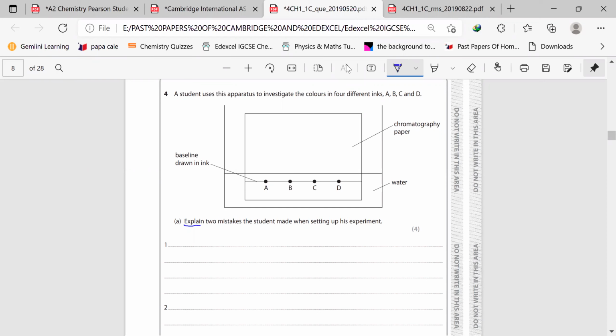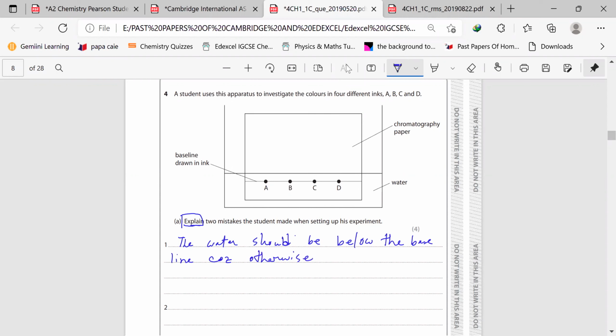Why? Explain. Look at the common word. The water level should be below the spots, which is also okay, but baseline is perfect. The water should be below the baseline, because otherwise it would dissolve with the water.